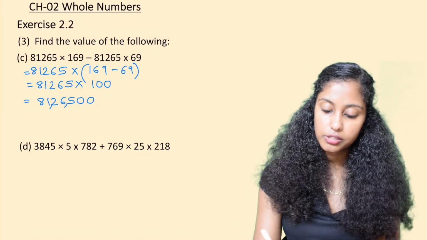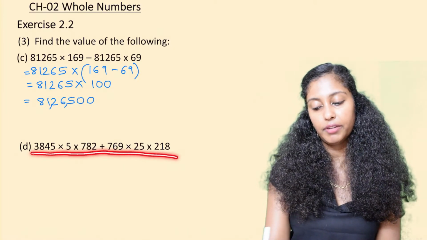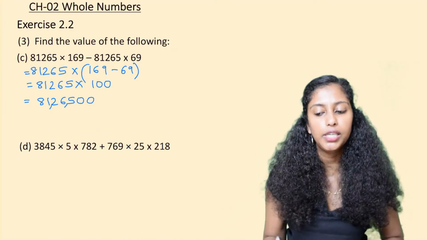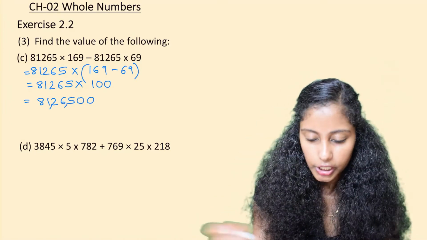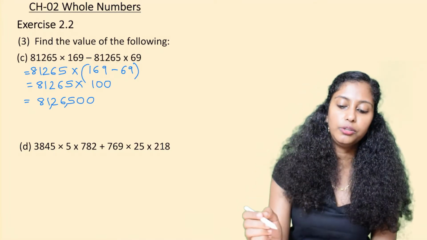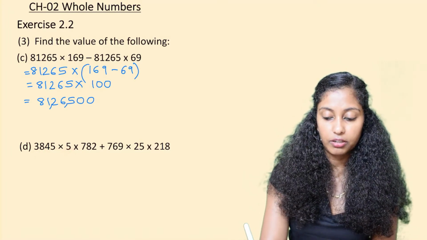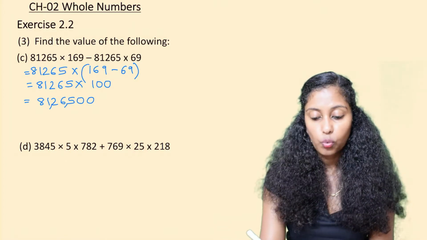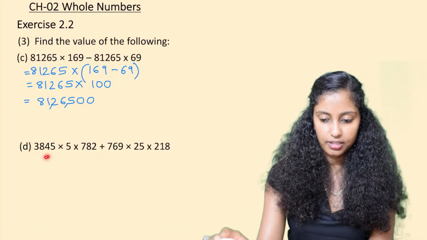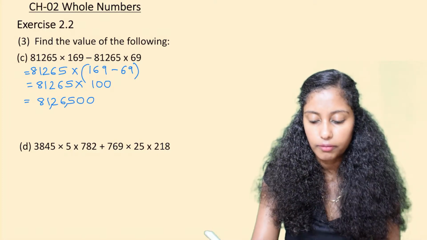Now the next question is 3,845 into 5 into 782 plus 769 into 25 into 218. This would look big and complicated, but it is very easy. We have to just apply basic logic. In all these sums, we have seen that there is one number common in each. Here you see this is a multiple of 5. It can be divided by 5. This is 5, and here we have 25. So why not just divide this number by 5 and check what we get? Let us see. Because now this question is something different. We have to apply logic and solve it.